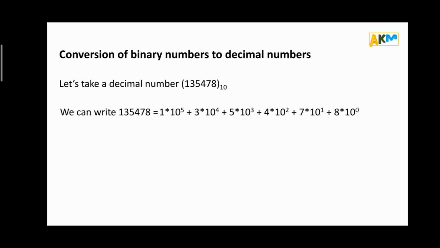So why is the base 10? Because here we have seen that the corresponding digits of the decimal number are multiplied by some power of 10. Since it is multiplied by some power of 10, the base is 10 for the decimal system. Now remember this: for the decimal system the base is 10.